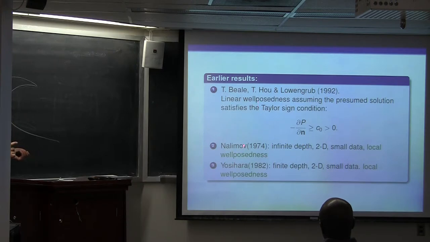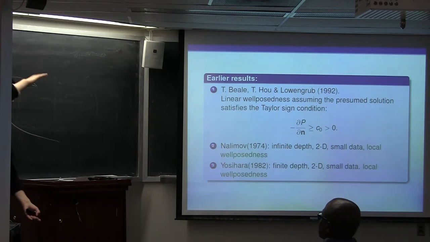These are the first two works on the Euler equation, but they assume that the data is small, and in 2D. One is infinite depth, the other finite depth. They say that if the initial data is small, a small wave, then it remains small for a short period of time, and you can solve for a short period of time. For finite depth, the bottom has to be strictly away from the interface. So it is still an open question what the behavior is at the beach, where the interface and the bottom intersect. This is not known.